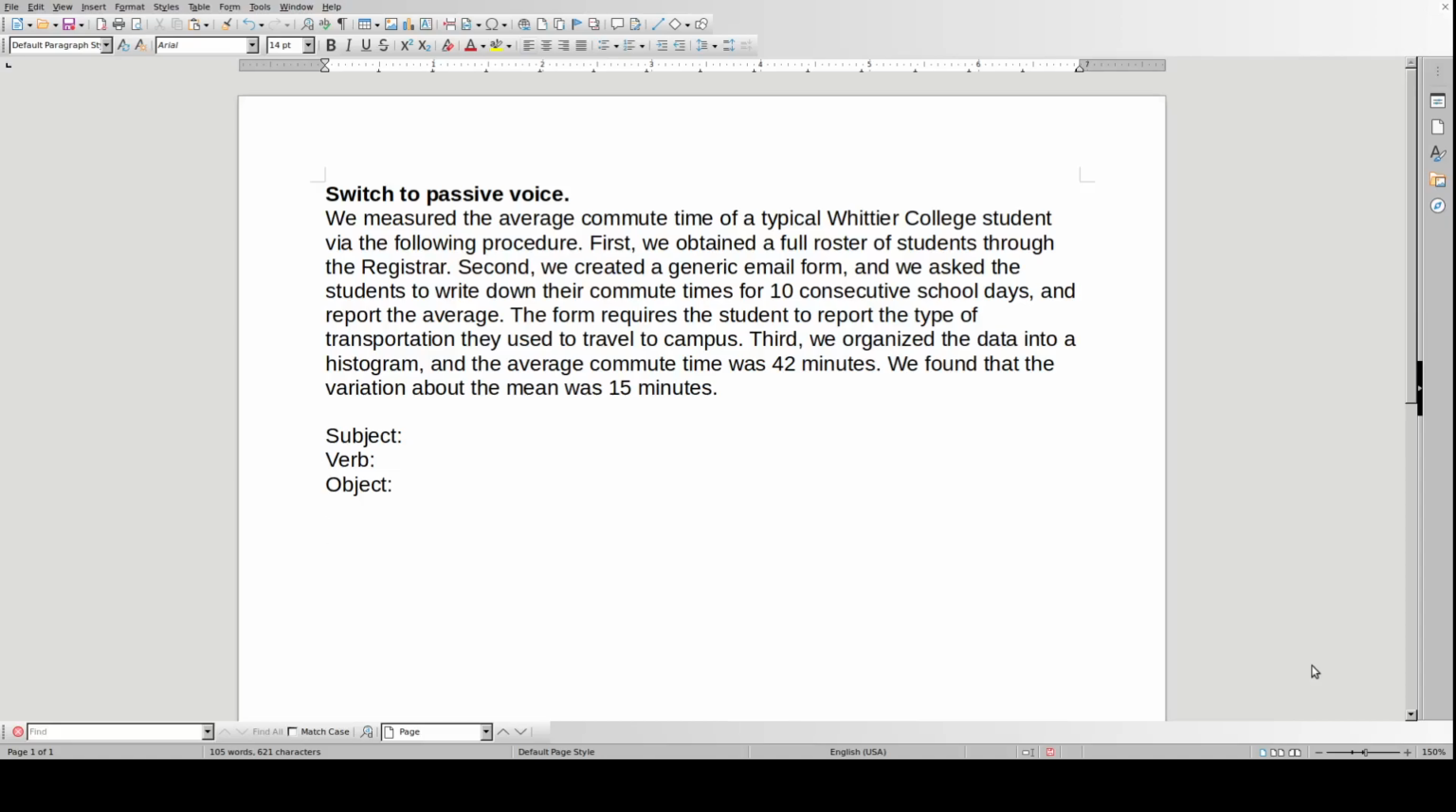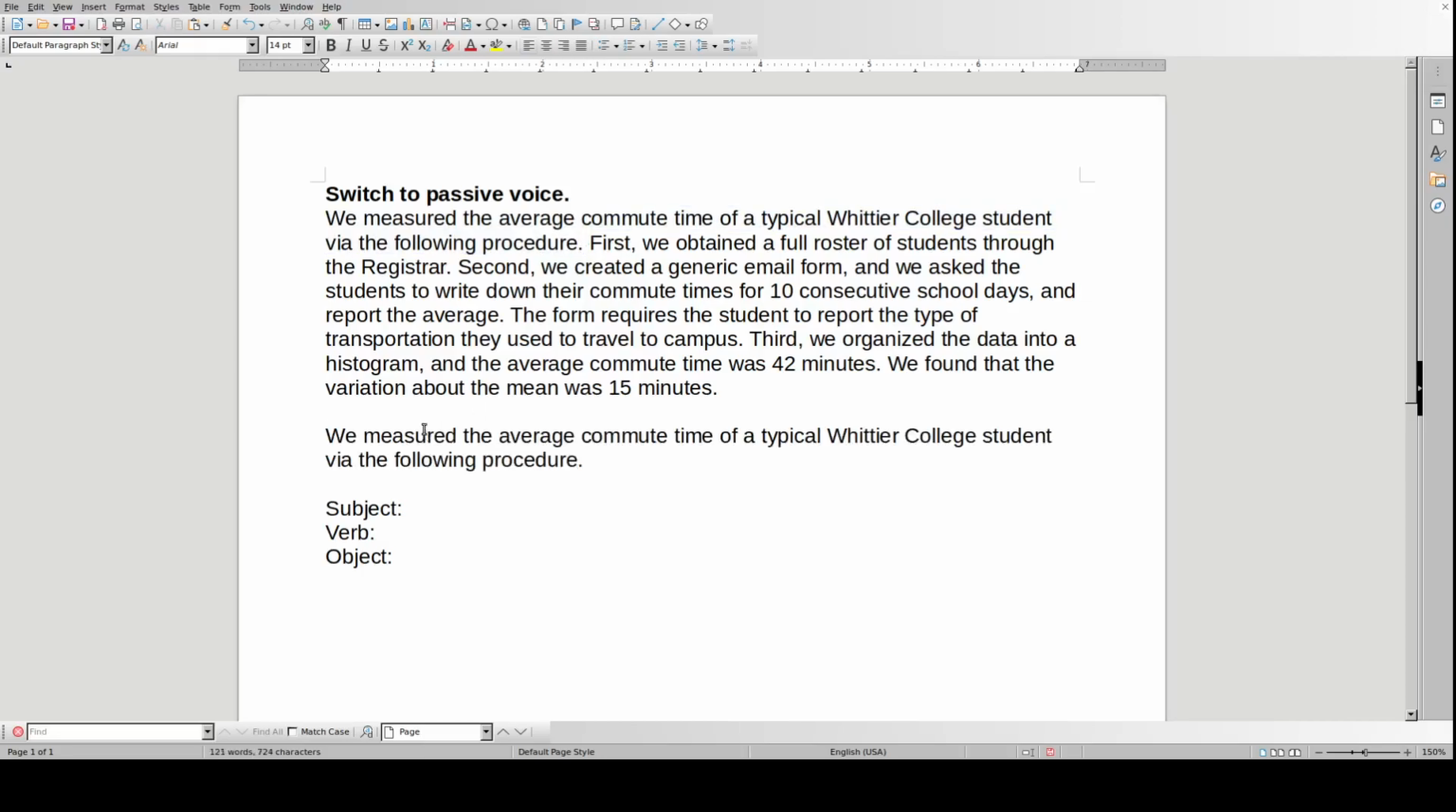So we're going to put our resulting paragraph down in the bottom. We're going to copy sentences into this area above subject, verb, object. So let's take our first sentence. We measured the average commute time of a typical Whittier College student via the following procedure.